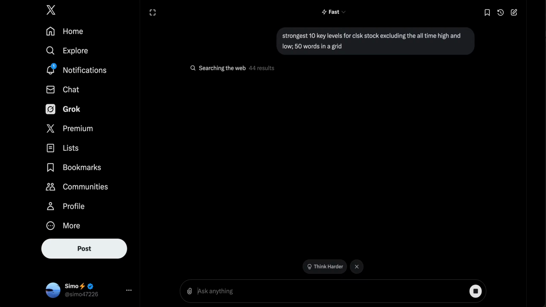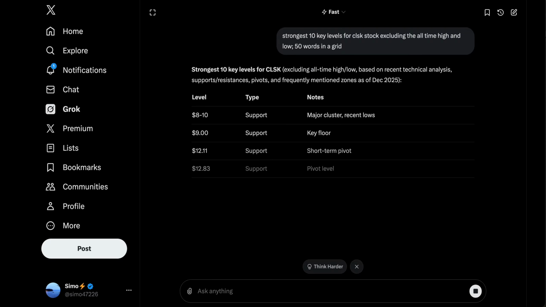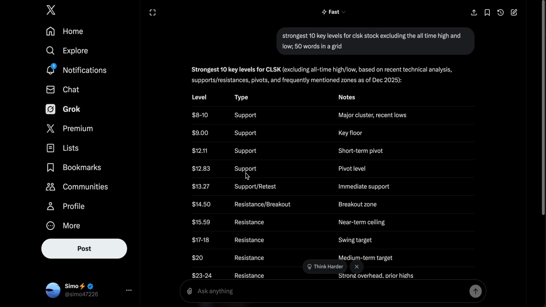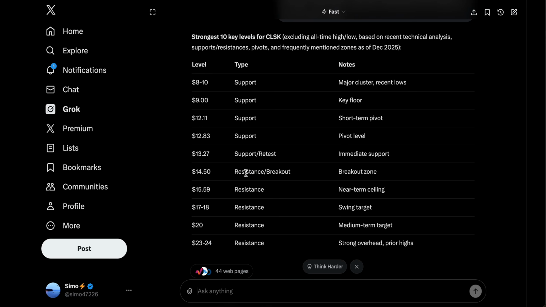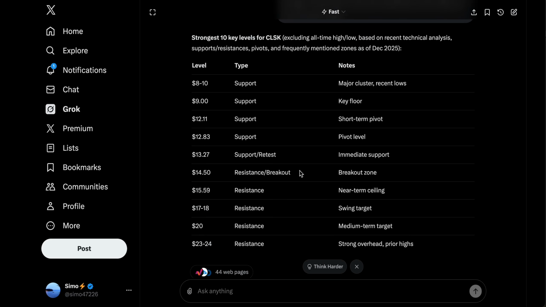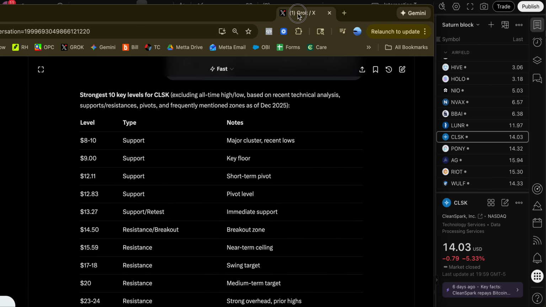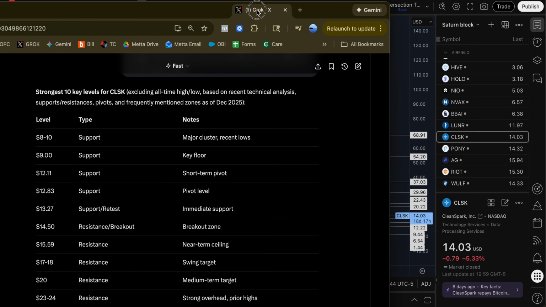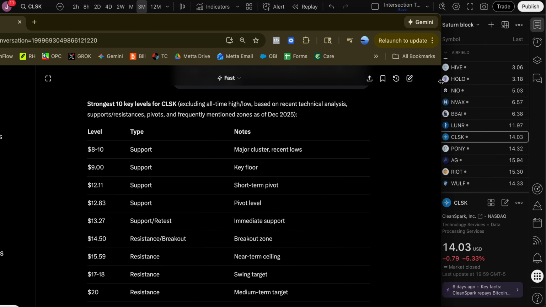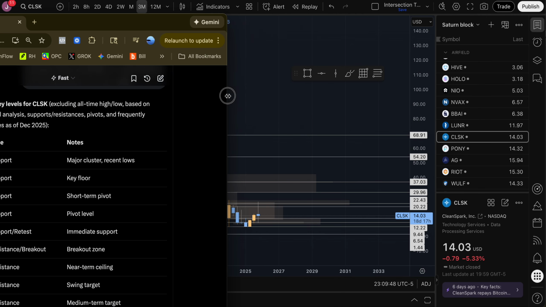And currently we're sitting at about $14 for CLSK. 14 pretty much even, so you have a resistance / breakout zone, and just below that you have a support retest, so mid 12s. Let me actually just pull this off so you can see. I can get it scrunched.